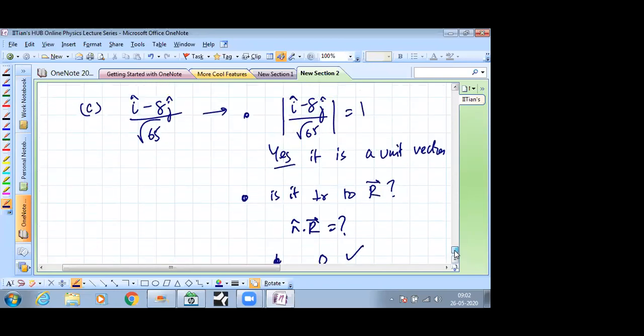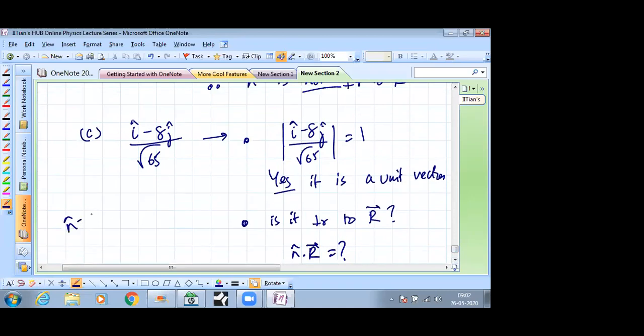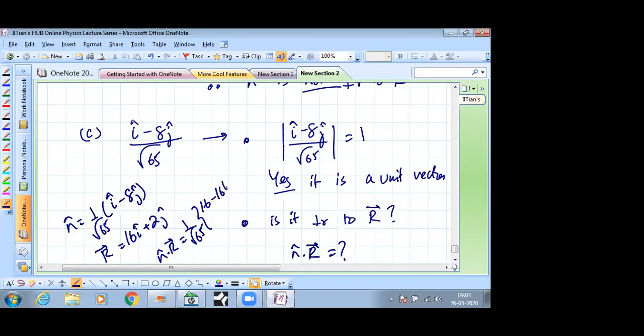Why are they 0 now? Just check. This is your n cap. It is 1 by root 65 into i cap minus 8j cap. And what was your resultant vector there? It was 16i cap plus 2j cap. So n cap dot r is becoming how much? 1 by root 65, this is a constant, i cap dot 16i cap, that is 16, minus 8j cap times 2, so that's minus 16. So it's 0. You can see that both the conditions are satisfied. So therefore your answer should become C.